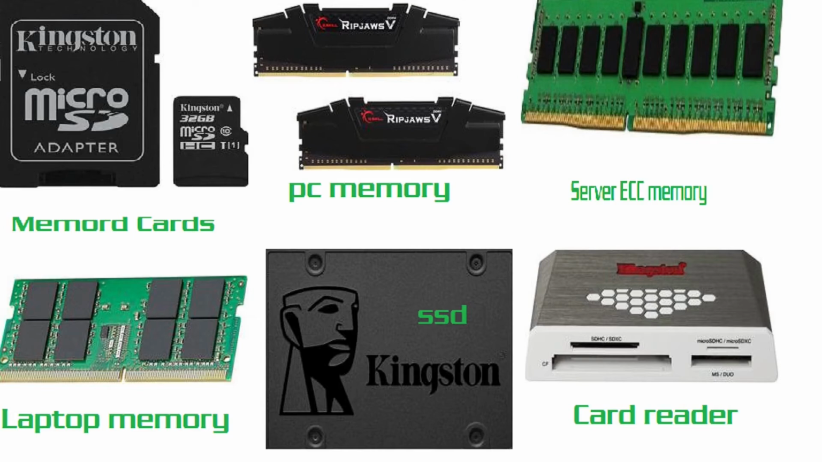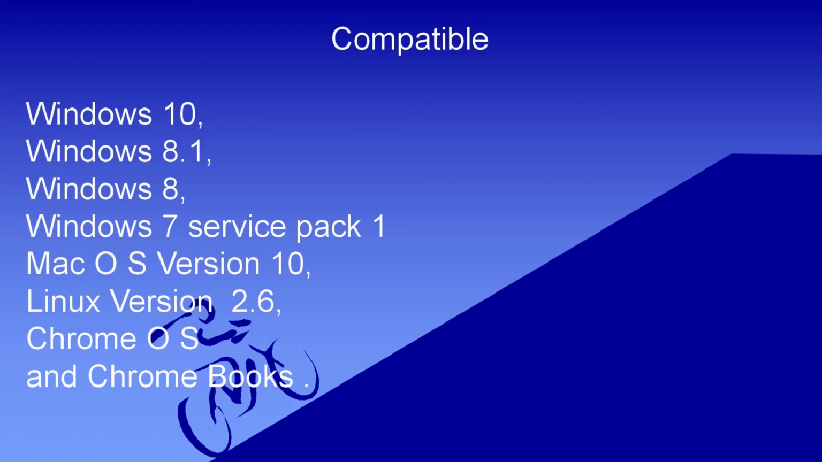So what is the Kingston brand best known for? The Kingston brand is best known for making memory products. If it stores data, Kingston probably manufactures it. They make hard drives, solid state drives, laptops, desktops, and server memory, memory cards and card readers, and of course flash drives. Now, this product is supposed to be compatible with Windows 10, Windows 8.1, Windows 8, Windows 7 Service Pack 1, Mac OS version 10, Linux version 2.6, and Chrome OS. So Chromebooks, I imagine, could use this.